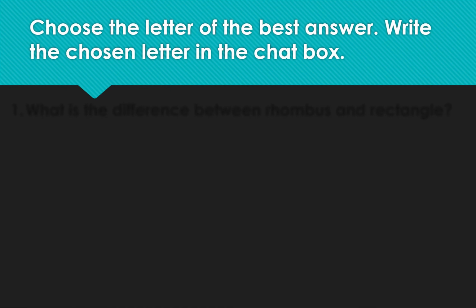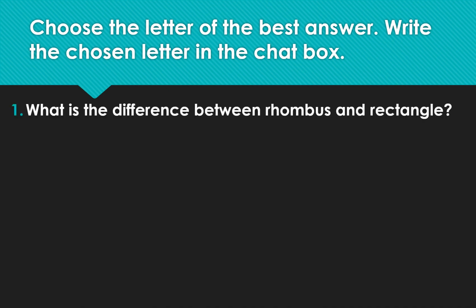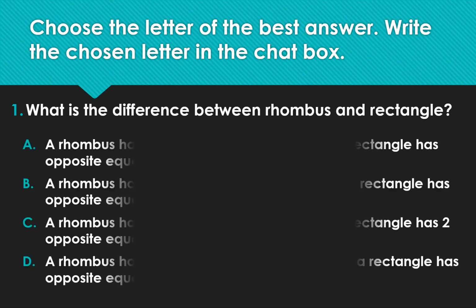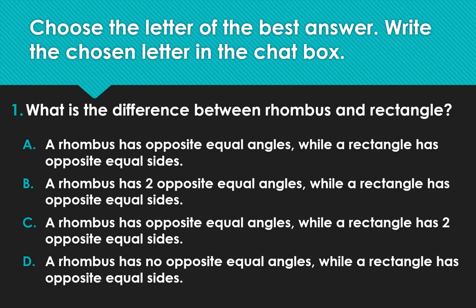Okay, choose the letter of the best answer and write the chosen letter in your chat box. So, are you ready? For number 1, what is the difference between the rhombus and a rectangle? Is it A? I will read it twice. A: A rhombus has opposite equal angles, while a rectangle has opposite equal sides. Letter B: A rhombus has two opposite equal angles, while a rectangle has opposite equal sides.